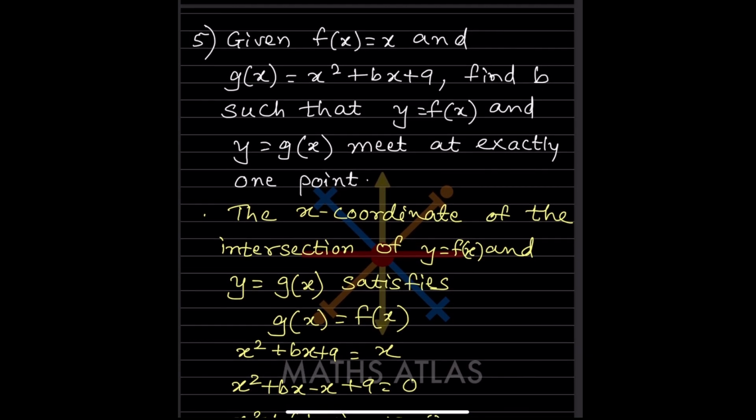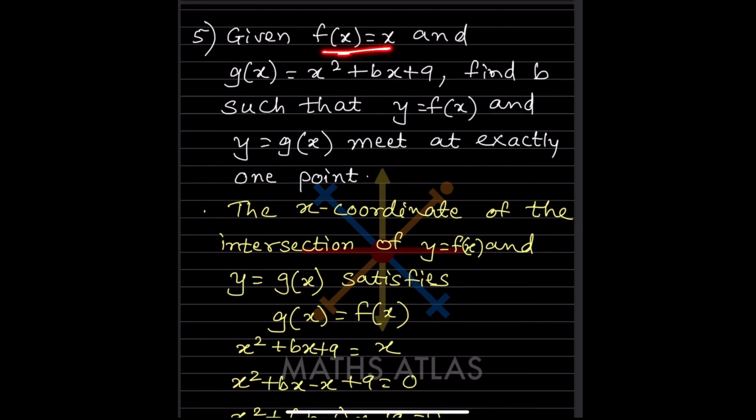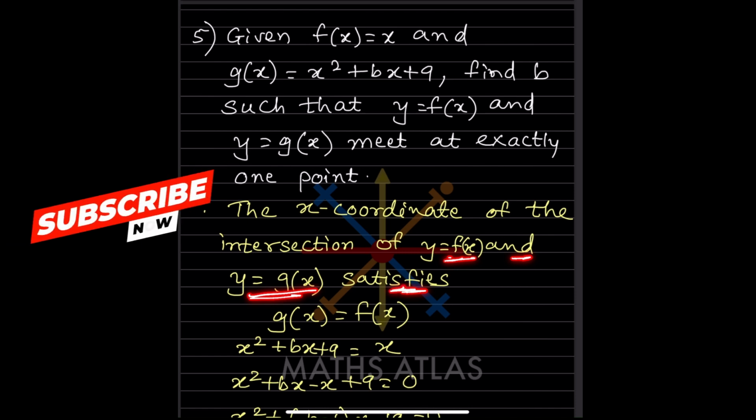So the next one, it's given that f of x is x and g of x is x square plus bx plus 9. You have to find b such that y is equal to f of x and y is equal to g of x meet at exactly 1 point. So now what will you do? The x coordinate of the intersection of y is equal to f of x and y is equal to g of x, what do they say? They meet at exactly 1 point.